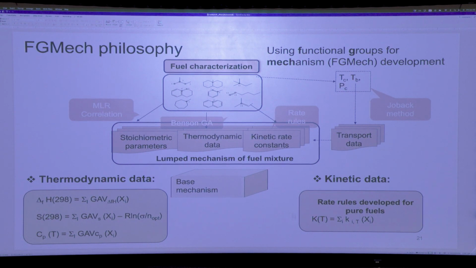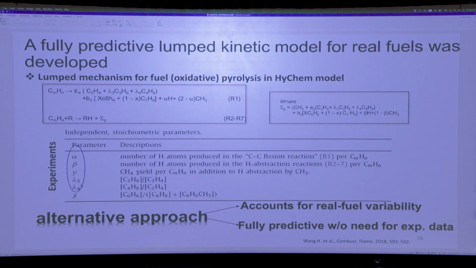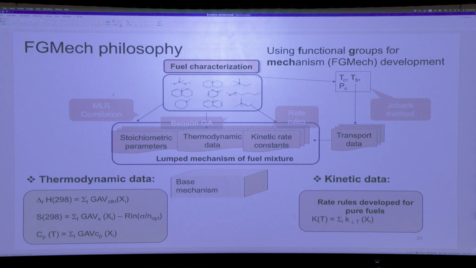And there were a number of reactions involved. There was one reaction for the pyrolysis, and then 6 other reactions for the fuel reacting with a radical. So it's a total of 7 reactions that you need kinetic parameters for. And again, you need kinetic parameters, thermal parameters, and these stoichiometric parameters.